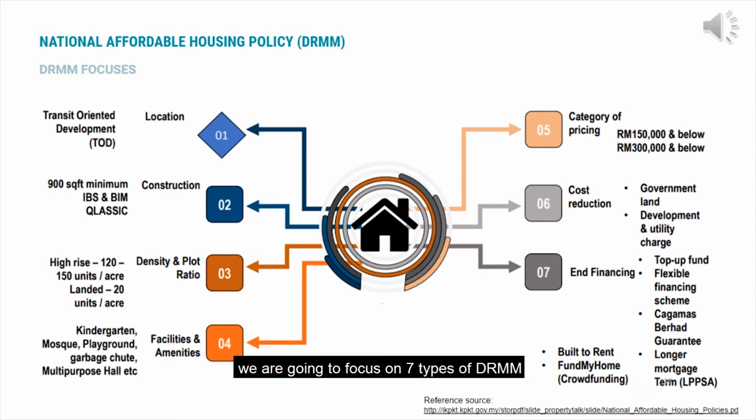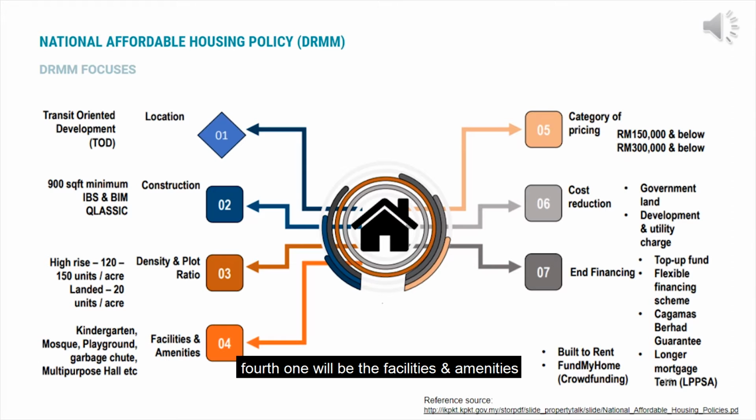We're going to focus on 7 types of DRMM, which stands for National Affordable Housing Policy. First one will be the location, transit oriented development under TOD. Second one will be the construction, which is 900 square feet minimum, IBS and beam classic. Third one will be the density and plot ratio. High rise will be 120 to 150 units per acre. Landed will be 20 units per acre.